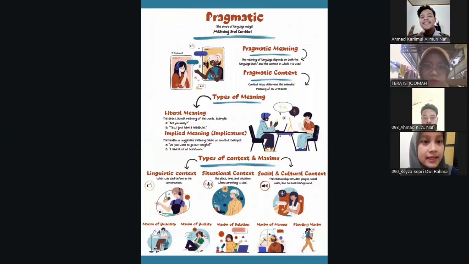Here, person A is inviting B to go out, but B doesn't say no directly. Instead, B says, I have a lot of homework. This sounds like a statement, but the implied meaning is that B can't go out tonight because they are too busy. So even though B didn't refuse directly, we understand the message by using context and common sense. That's what makes it an implicature. The meaning is hidden, but we can still figure it out.